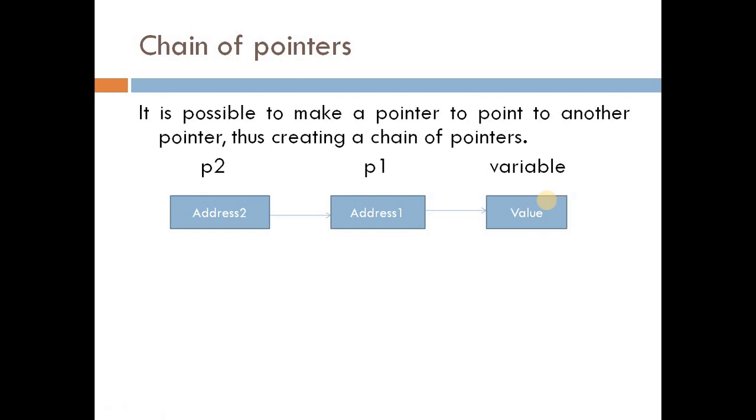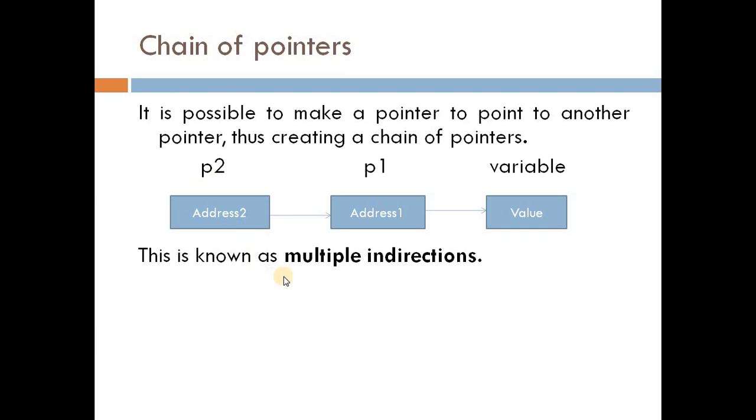The pointer variable P2 contains the address of the pointer variable P1, which points to the location that contains the desired value. This is also known as multiple indirections. So one pointer points to another pointer variable which points to a value. This is known as multiple indirections.